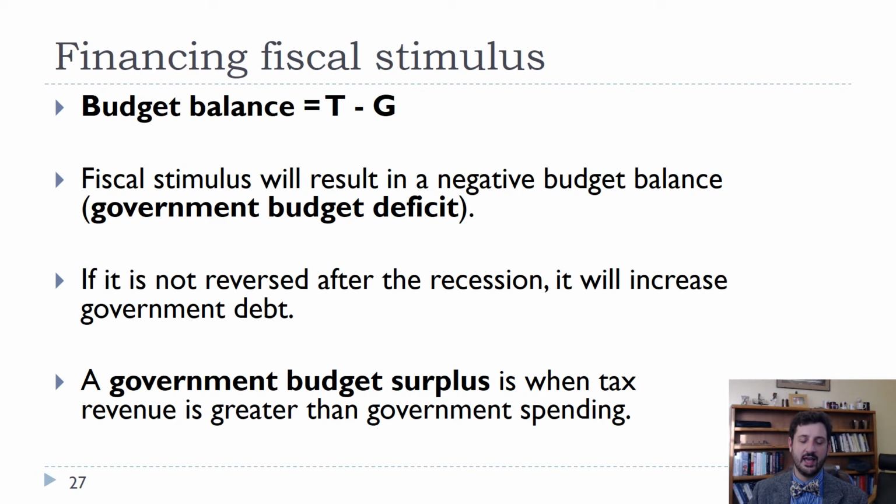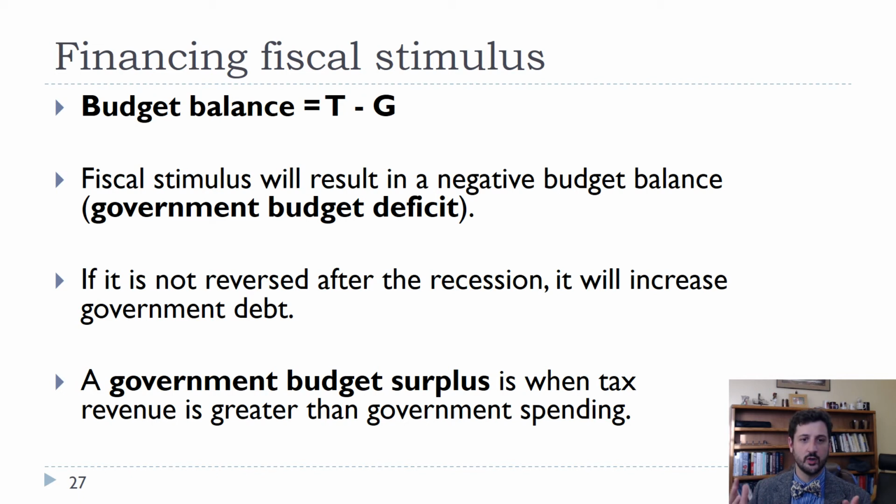And that's definitely what happened. So we came in with a small deficit, the United States federal government did in 2008. Then in 2009, tax revenue fell and we started spending more. And so the budget deficit grew to about 10% of GDP, which was the largest deficit we've had since World War II.